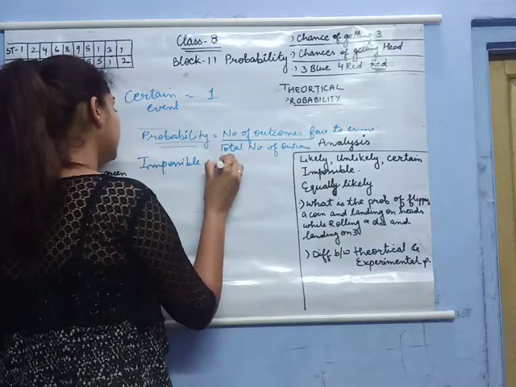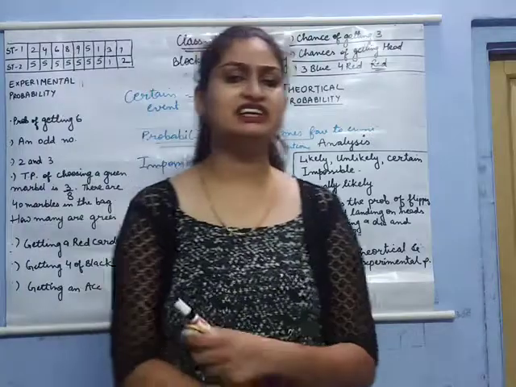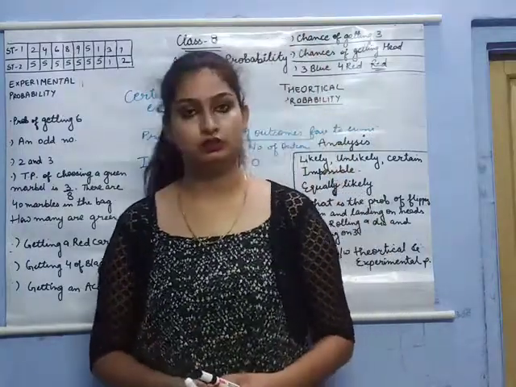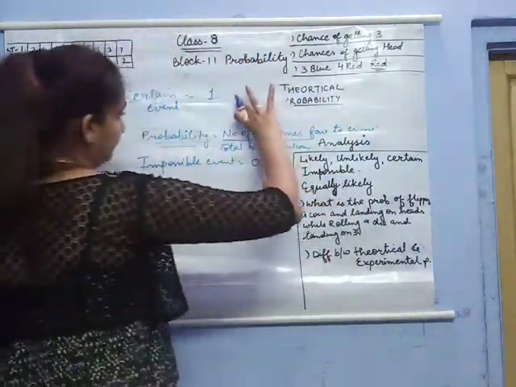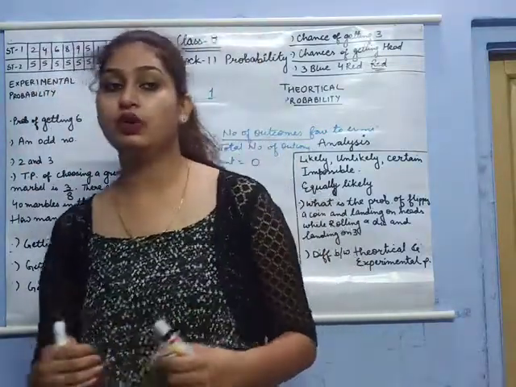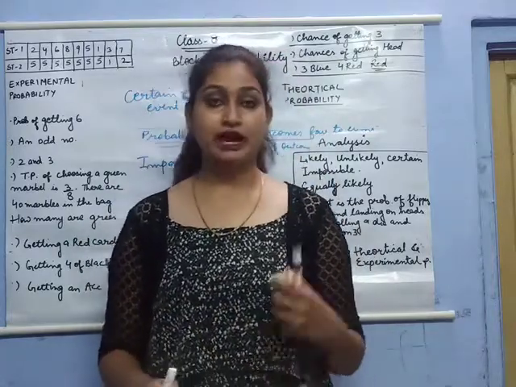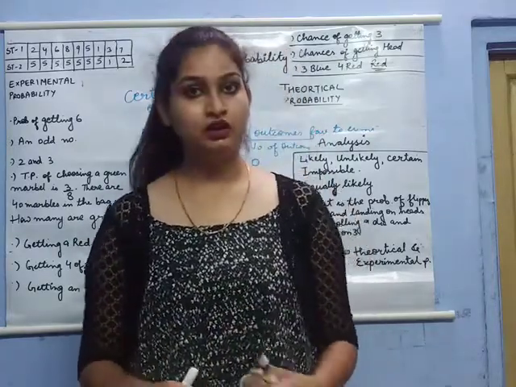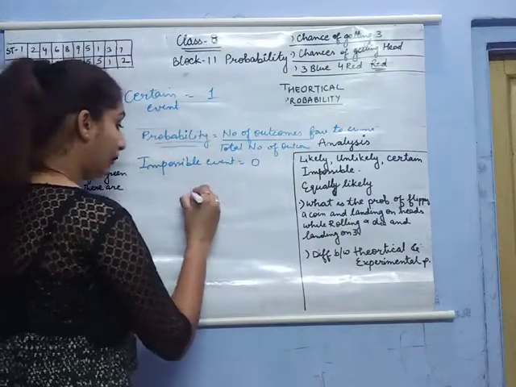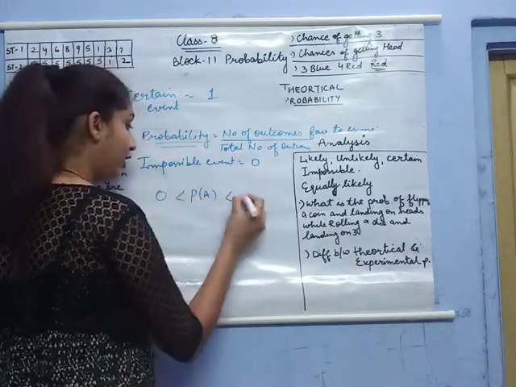The probability of an impossible event, one that can never happen, will be 0. What does that indicate? This indicates our probability lies between 0 and 1. The minimum probability can be 0 for impossible events and the maximum will be 1 for certain events. So the probability of any event lies between 0 and 1.